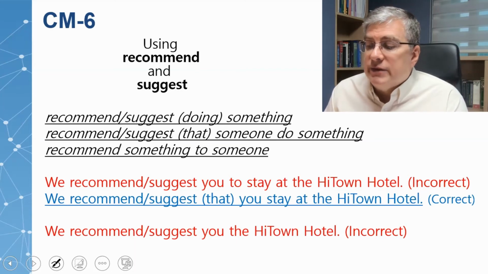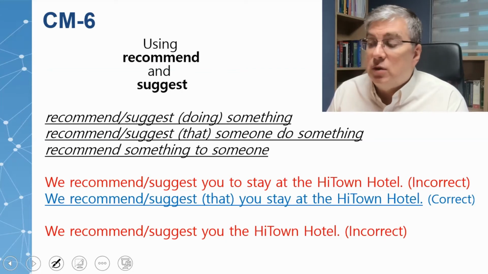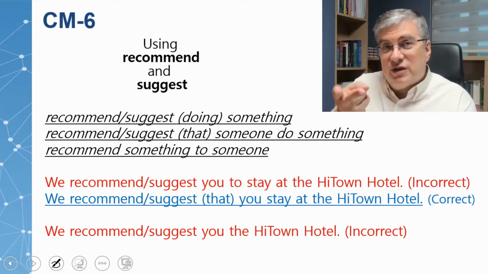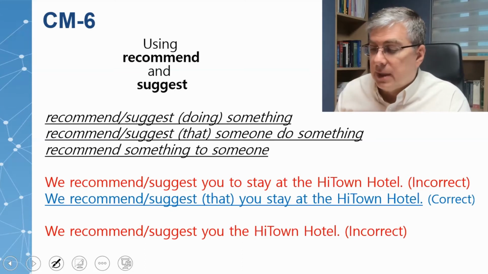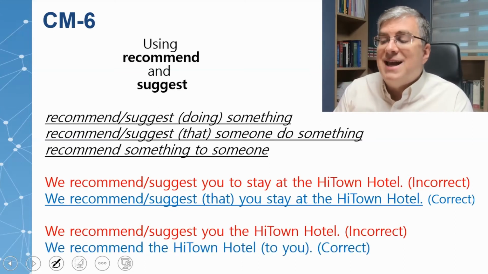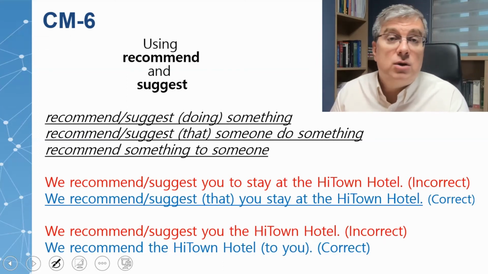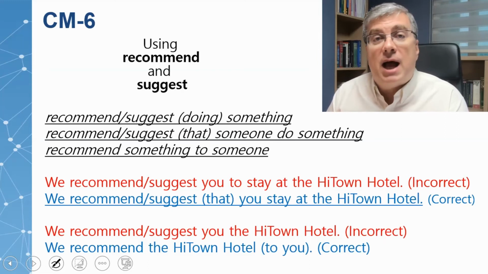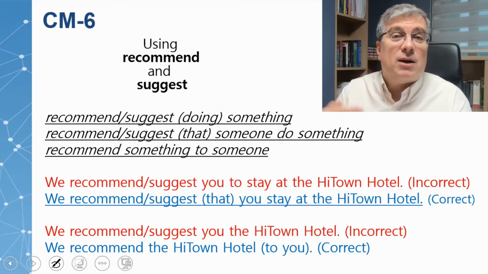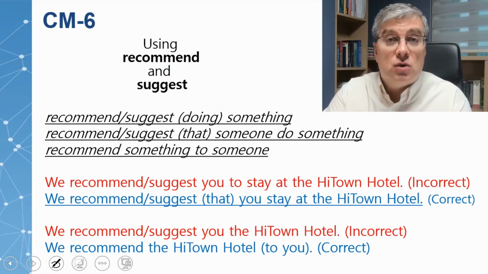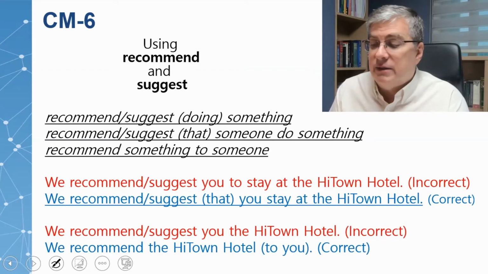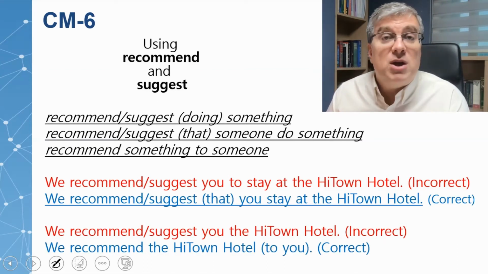We recommend, suggest you the Hightown Hotel. So be careful. In this case, you're recommending somebody something, you're missing a word. And in fact, we should switch the word order, right? So we should say, we recommend the Hightown Hotel to you. Now, you don't have to say to you, right? You could just say, well, we recommend the Hightown Hotel. You don't necessarily have to include to you at the end. It would be fine to not do it. If you're writing formally, maybe you would, but informally, there's no reason to do that.